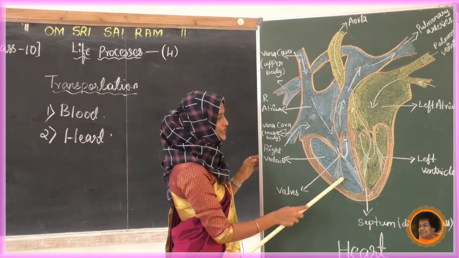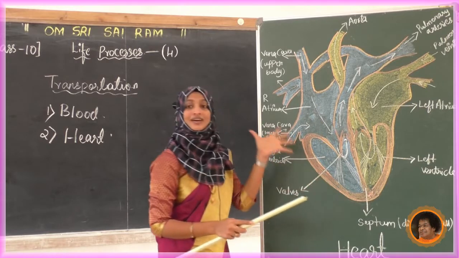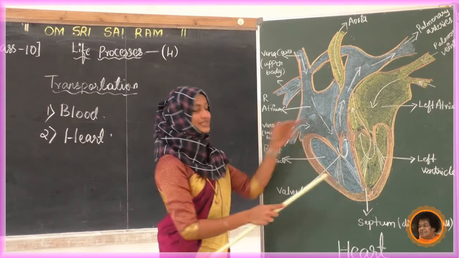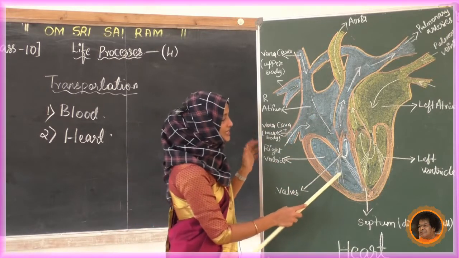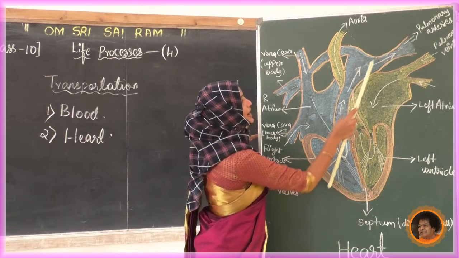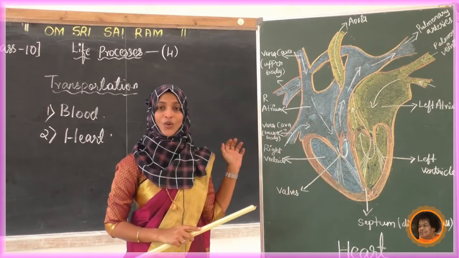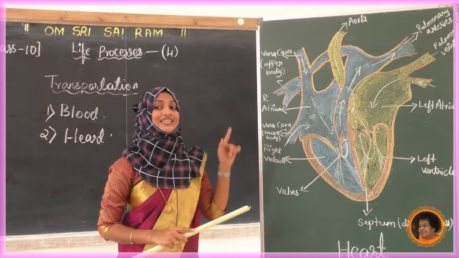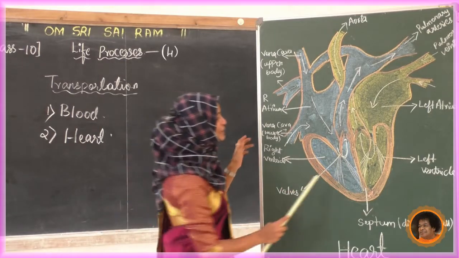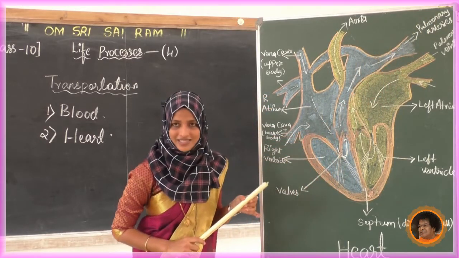Now the blood reaches here. So what will happen? This will contract and this will relax. Now this relaxed, and this is contracted. Now the blood is here, and it passes through this pipe and reaches the pulmonary arteries. Do you know what this pulmonary artery is? It has a connection to our lungs. So the blood is going to the lungs now. It reaches the lungs.